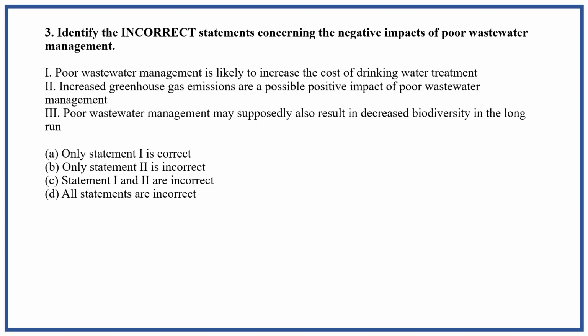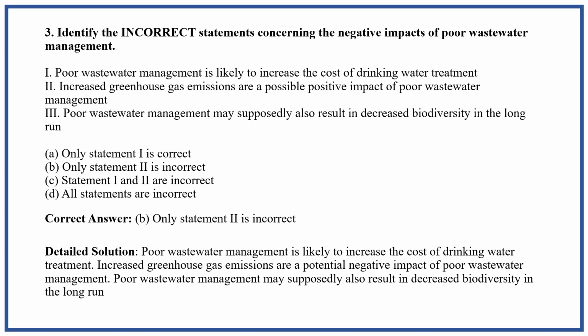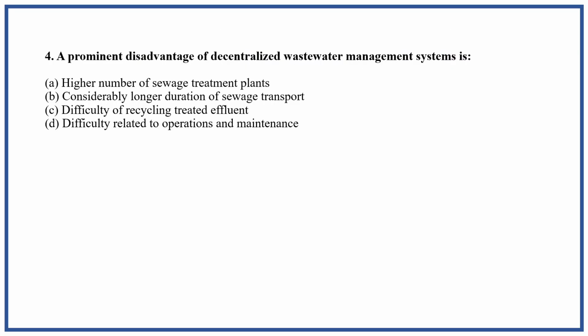Okay, so B is the correct answer because increased greenhouse gas emissions is a negative potential impact of poor wastewater management. The other two statements are correct. So B is the correct answer, that statement 2 is incorrect. So let me move on to the next question.